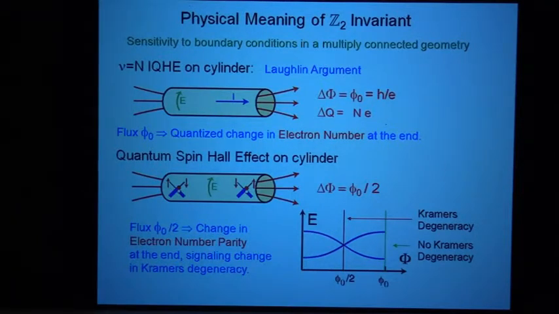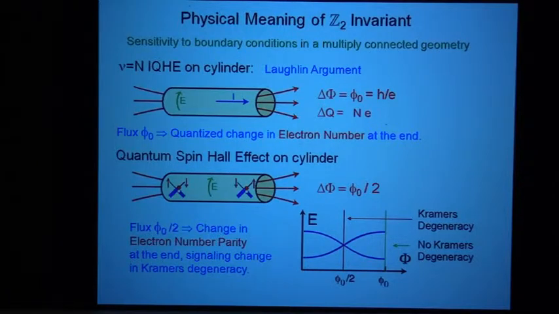Now, the thing that is special about h over 2e is that you can always gauge away an integer number of flux quanta, right? So 0 is the same as h over e, which says that h over 2e is the same as minus h over 2e. Okay?